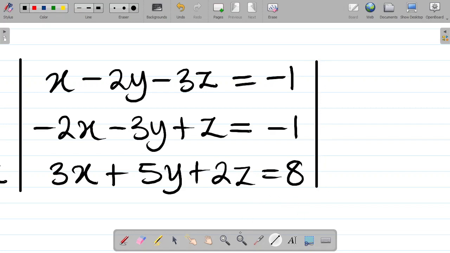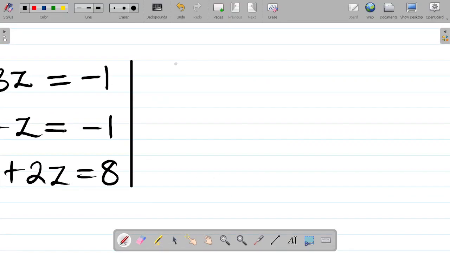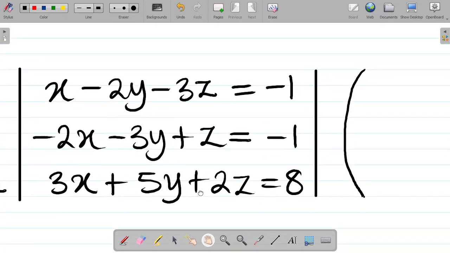So after rearranging, what's your next step? Your next step here is to take the coefficients of x, y, and z and place them in one bracket to form your first matrix. The matrix is called the coefficient matrix. And how do you form the coefficient matrix? Simply take the coefficient of each of the terms.